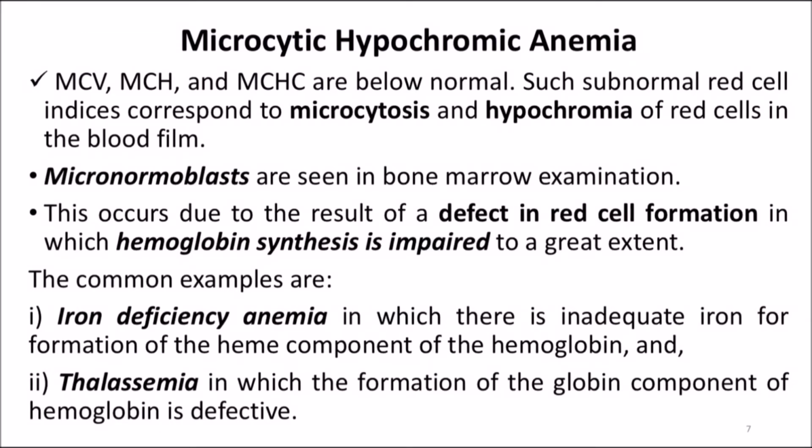As you all know, there are four different blood indices: MCV, MCH, MCHC, and color index. In microcytic hypochromic anemia, the MCV, MCH, and MCHC are below the normal value. Such subnormal red cell indices correspond to microcytosis and hypochromia of red cells in the blood film. Micronormoblasts are seen in bone marrow examination.